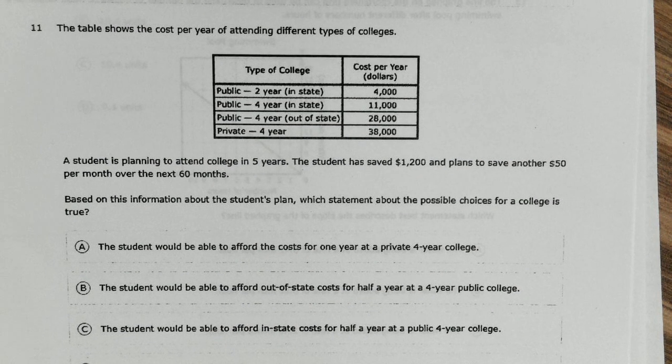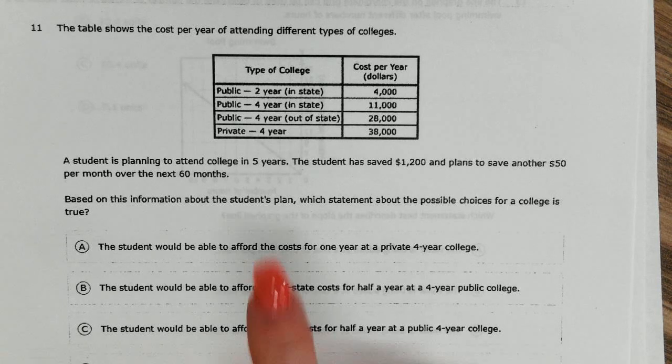Number 11. The table shows the cost per year of attending different types of colleges. A student is planning to attend college in 5 years. So I guess they're like an 8th grader. The student has saved $1,200 but needs to save another $50 per month over the next 60 months. Based on this information about the student's plan, which statement about the possible choices for a college is true? Okay, so I'm going to have to go do some math. This is not a fun question, but let's look at it together.